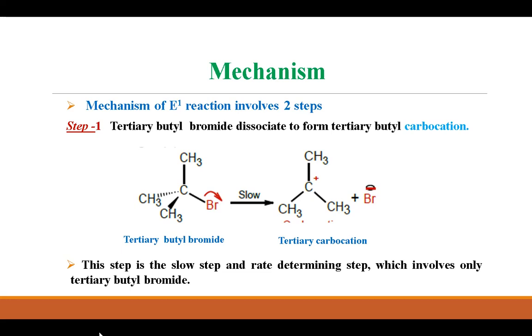Step 1 involves the heterolysis of the C-X bond, forming an intermediate carbocation. That means the bond to the leaving group, that is the C-Br bond, breaks first, before the pi bond is formed. In this reaction, tertiary butyl bromide dissociates to form tertiary butyl carbocation.